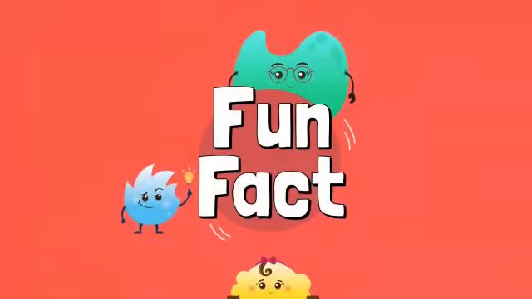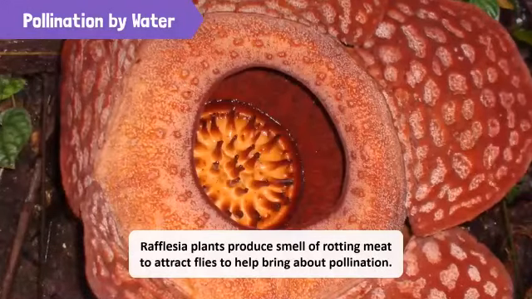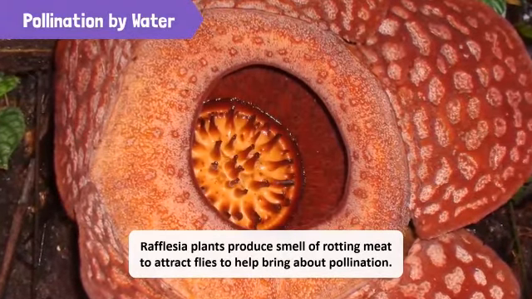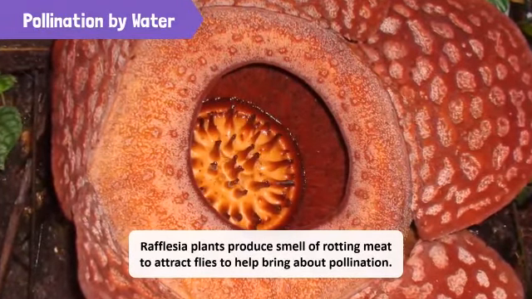Did you know some flowers, such as the Rafflesia plant, produce the smell of rotting meat to attract flies for pollination? Let's summarize what we have learned today.